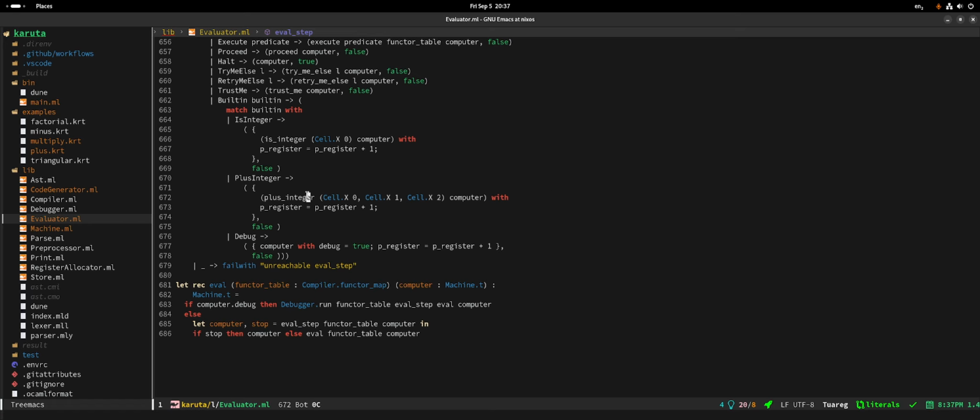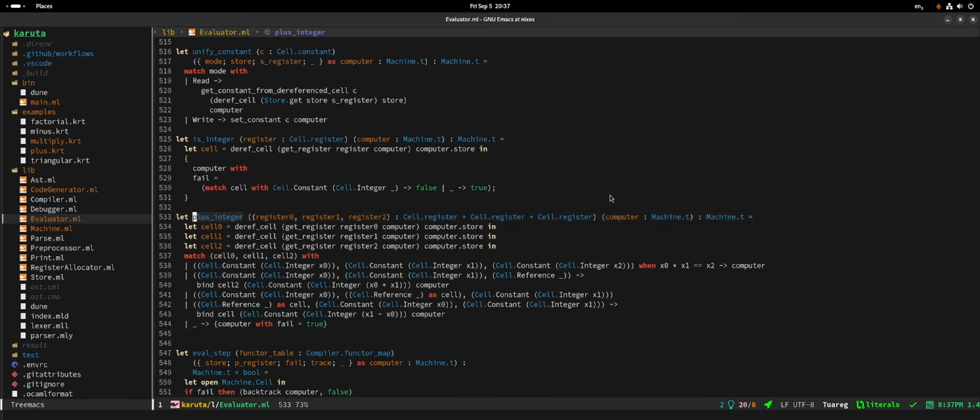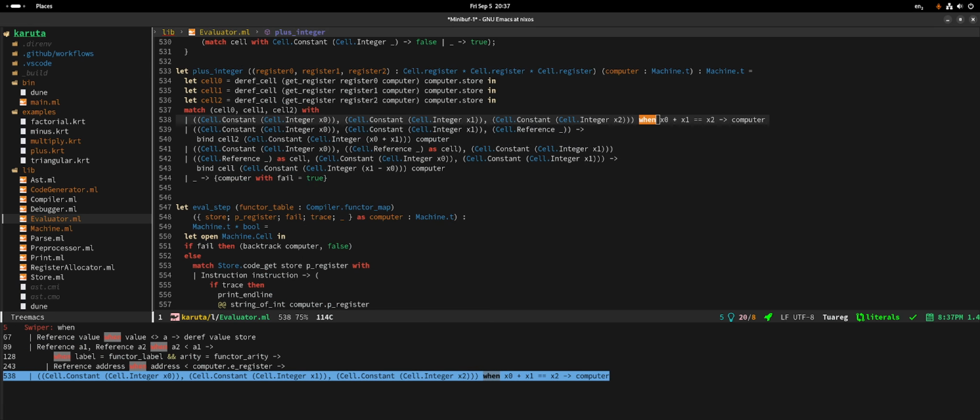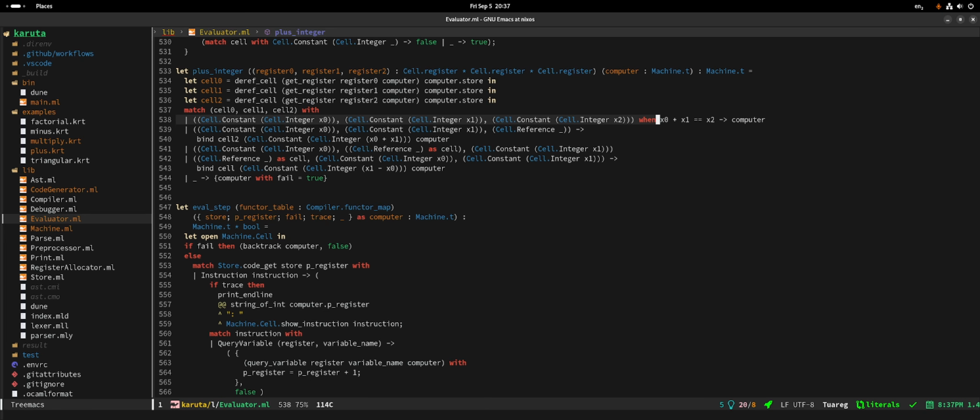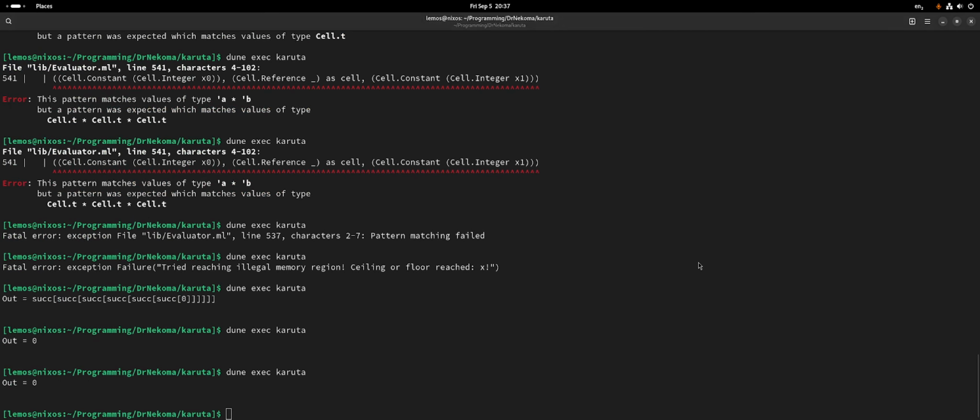And then we go to this guy. This guy does a bunch of deref cells on all the registers that we are sending here. And then we do the math, right? This is the correct equals equals, right? Equals equals tests for physical equality. It's just equals, actually. Oh, no. But that's still wrong.